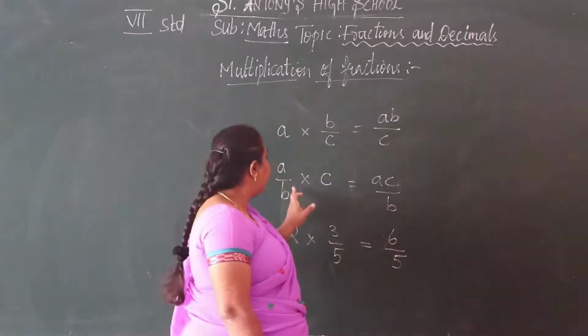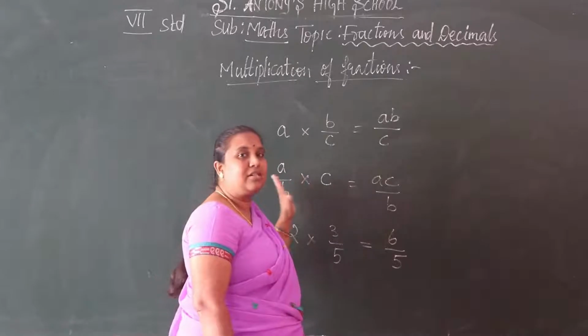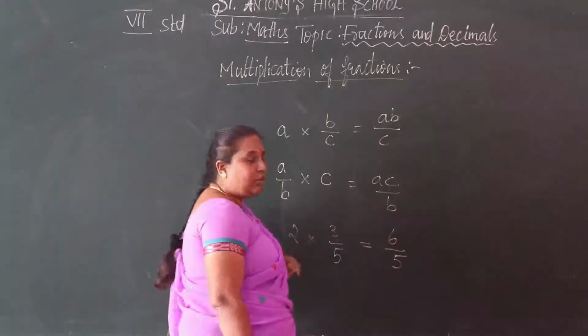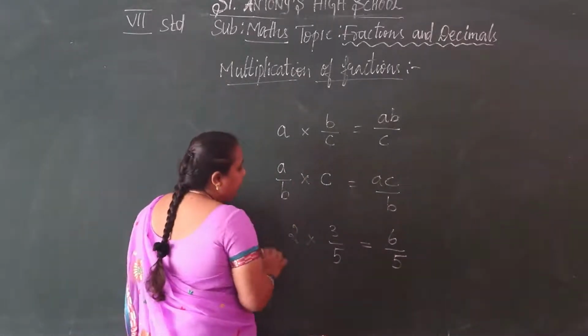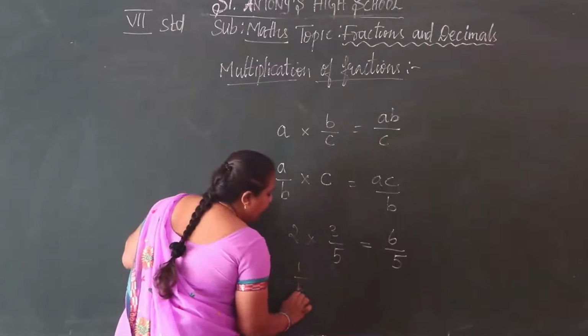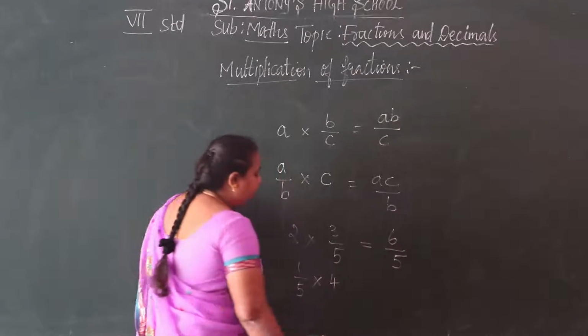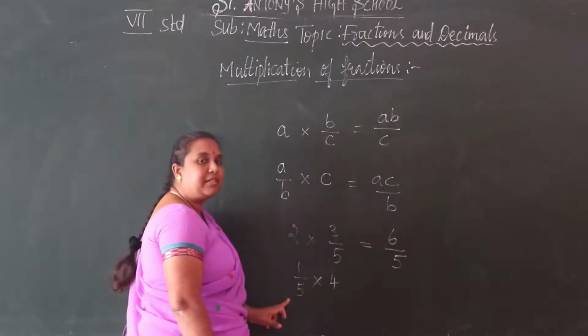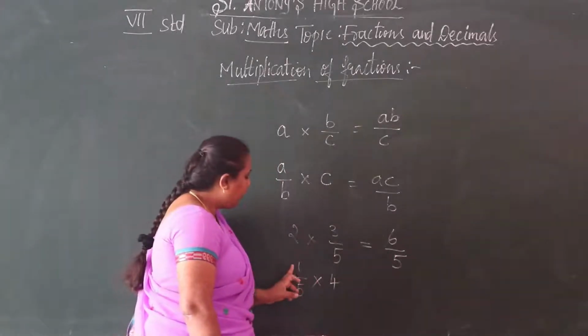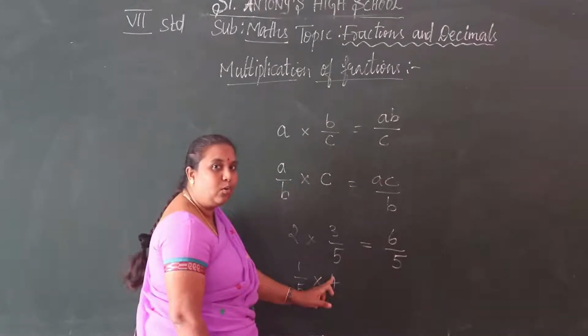Then we can take a by b, the first term, as the fraction. That is 1 by 5 into 4. 4 is the whole number here and 1 by 5 is the fraction here. So we are multiplying the numerator of the fraction by the whole number.